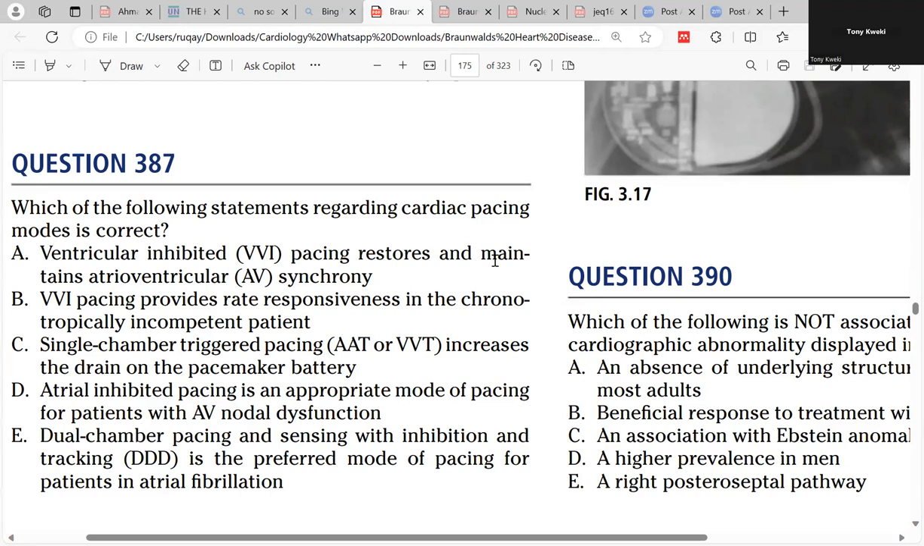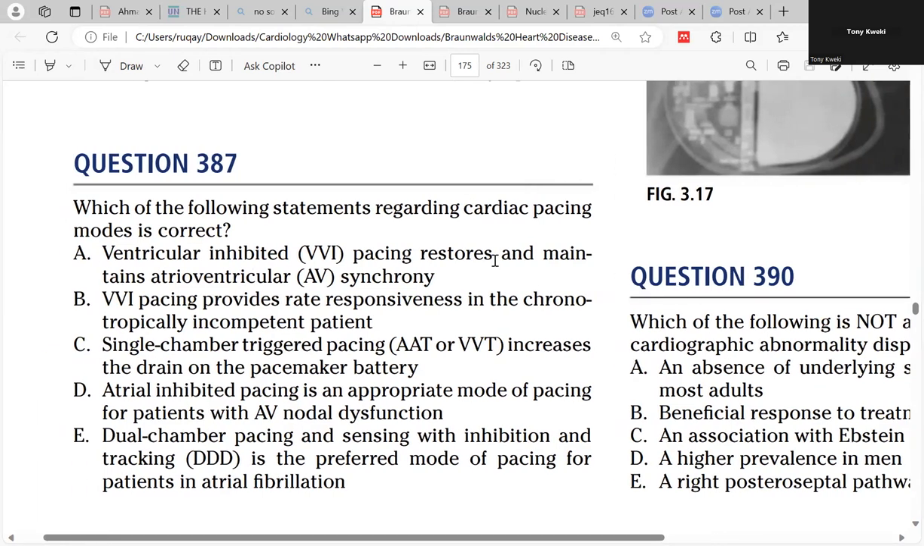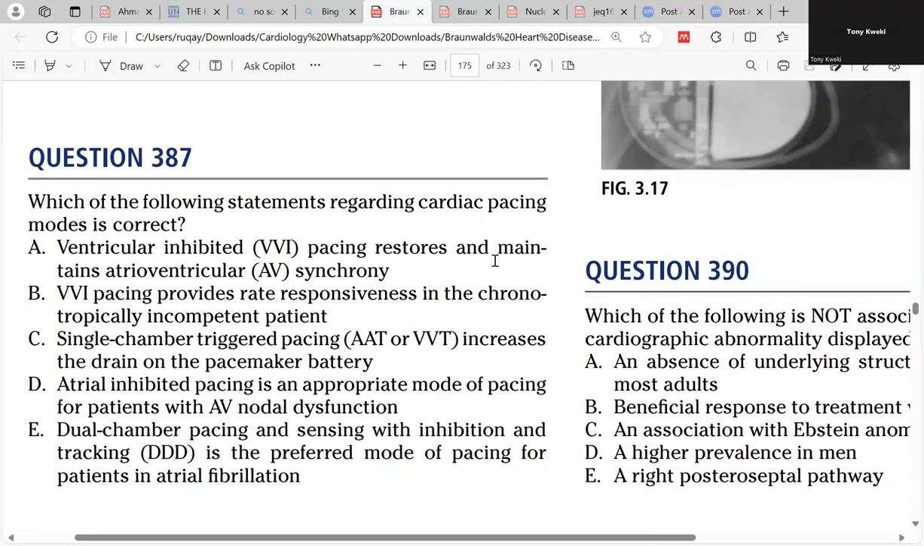D, but I'm sure we'll get this all better cleared up when we have the lecture with Prof. Vladimirji. So D, atrial inhibited pacing is an appropriate mode of pacing for patients with AV nodal dysfunction. Atrial inhibited pacing, that's AAI, I'm guessing. It's got nothing to do with the AV node and the ventricle. So if a patient has AV nodal dysfunction, AAI will not really help them.